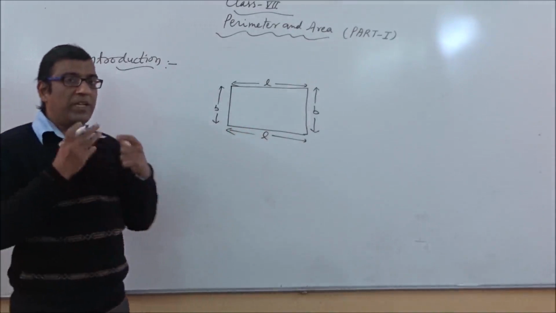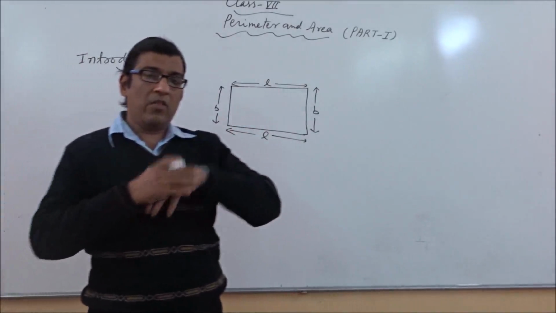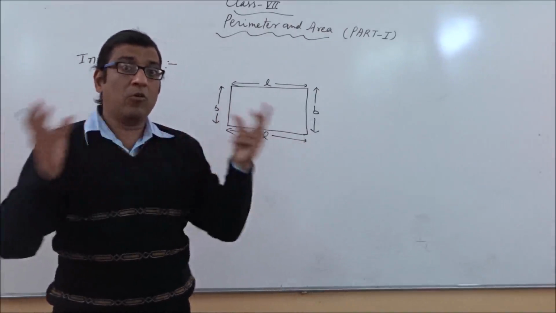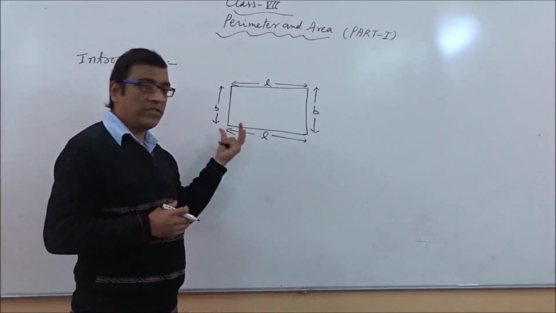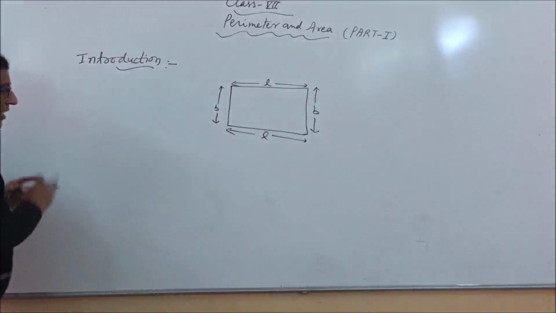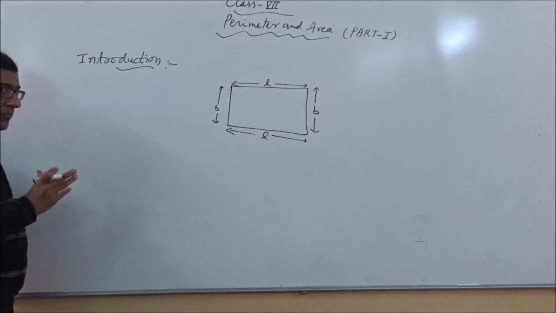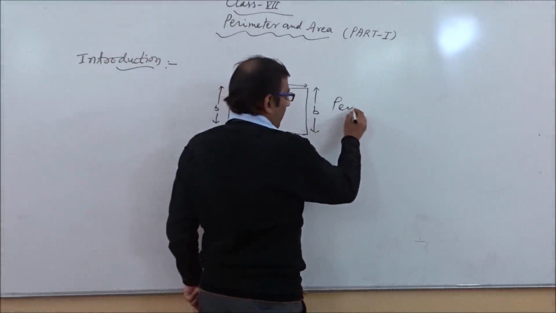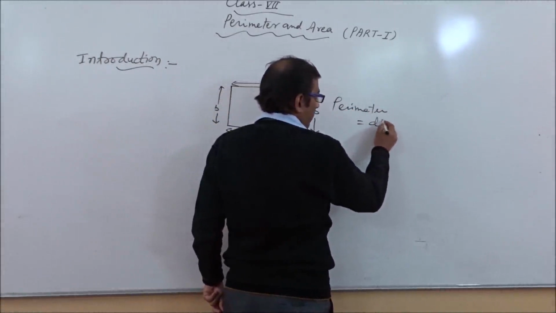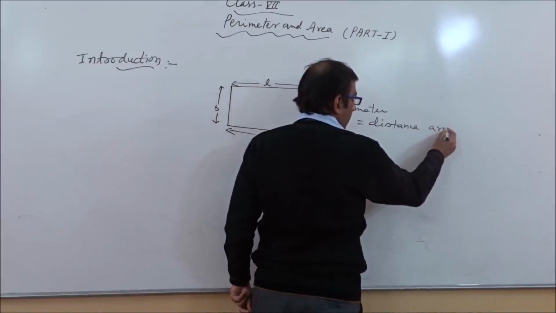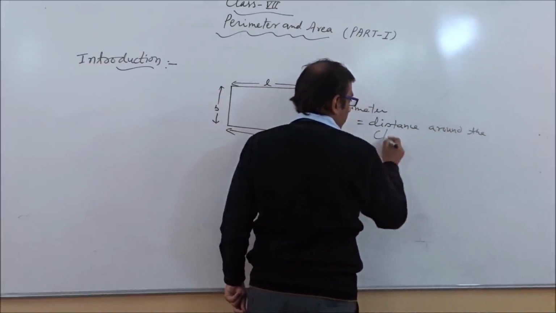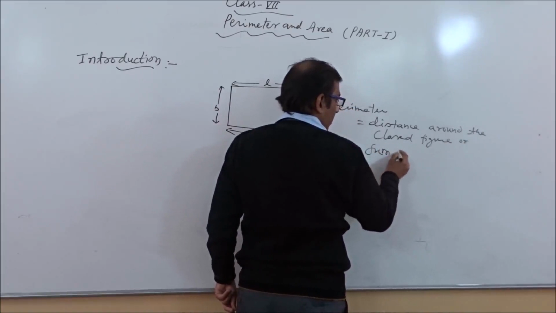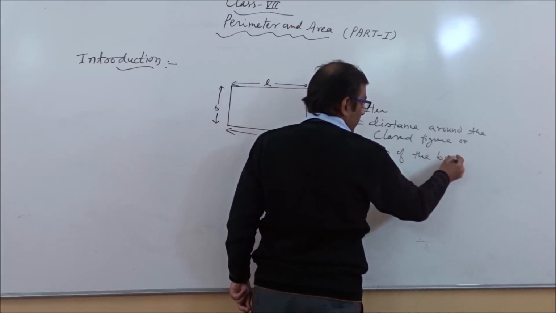As you see, what is the meaning of perimeter? Perimeter means the sum of all the boundaries, or the distance around a closed figure. As we see, this is a closed figure. This blackboard is also a closed figure. If we see the front part of this blackboard, this is also a closed figure. So perimeter means the distance around the closed figure, or the sum of the boundaries, right?